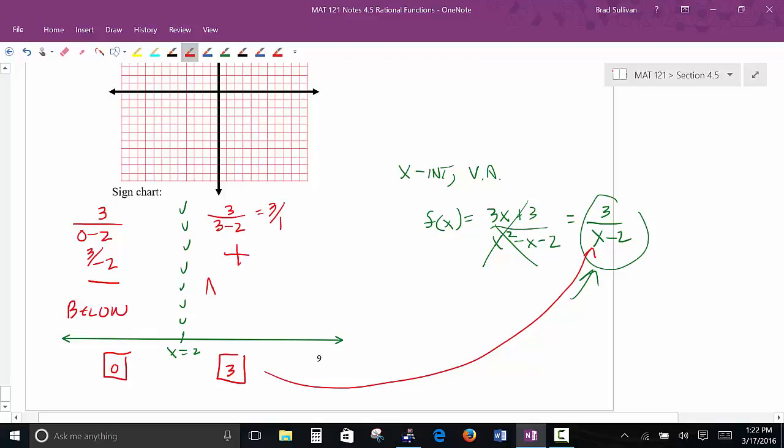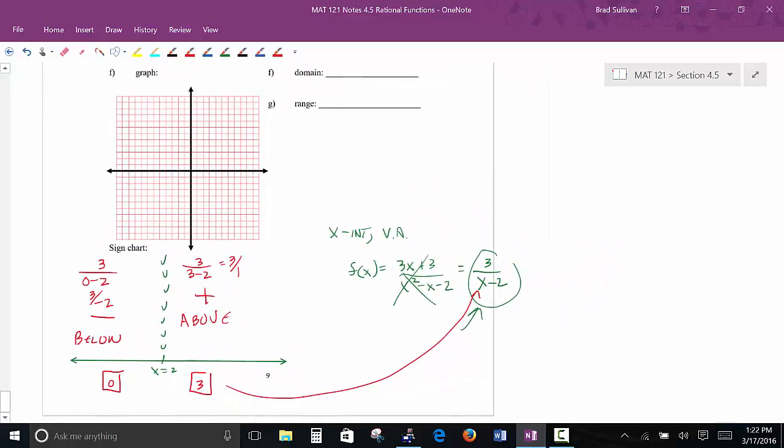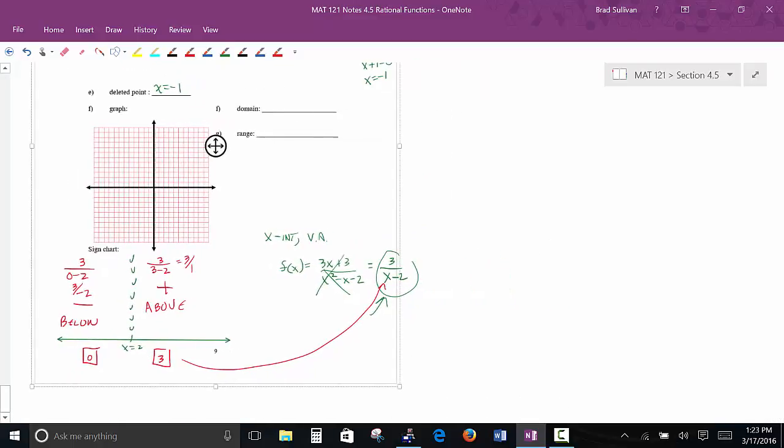That's a positive. That means you're above the x-axis. Okay, you guys getting the gist of this sign chart stuff? It's arithmetic. You're plugging test points into the function, okay? And it tells you whether it's above or below the x-axis, okay? So what I want to do now is zoom out on this a little bit so I can see everything, all right?